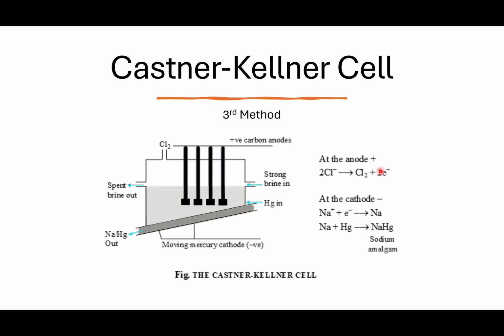So at the anode, we have the production of chlorine gas, and at the cathode, we have the dissolving of sodium into mercury to produce the sodium amalgam. All right, so that's what's happening there. Any major issues with this? So what we're seeing is that we have the production of a sodium amalgam and the production of chlorine gas. So the primary product here is chlorine gas.